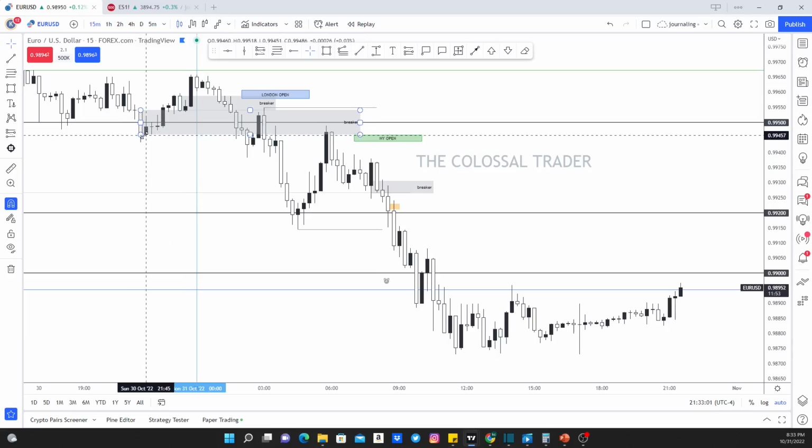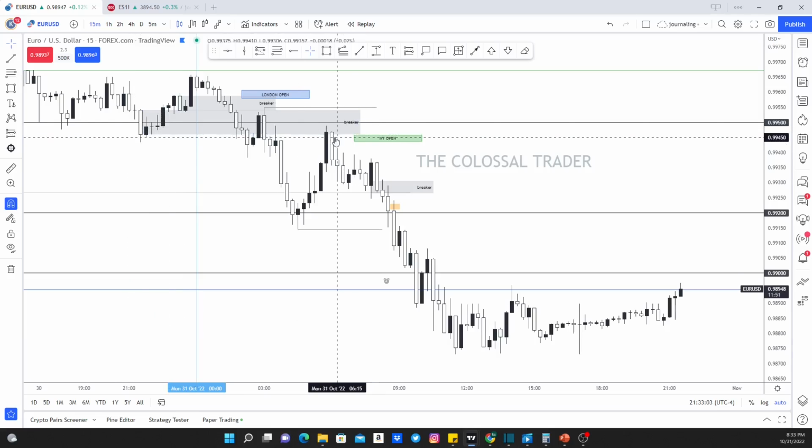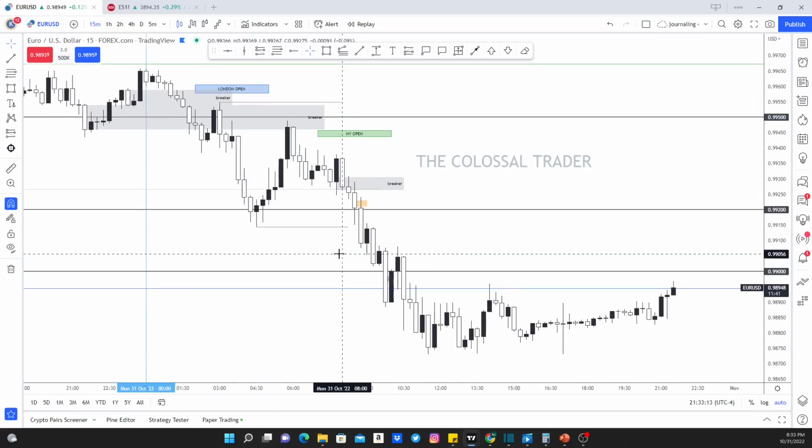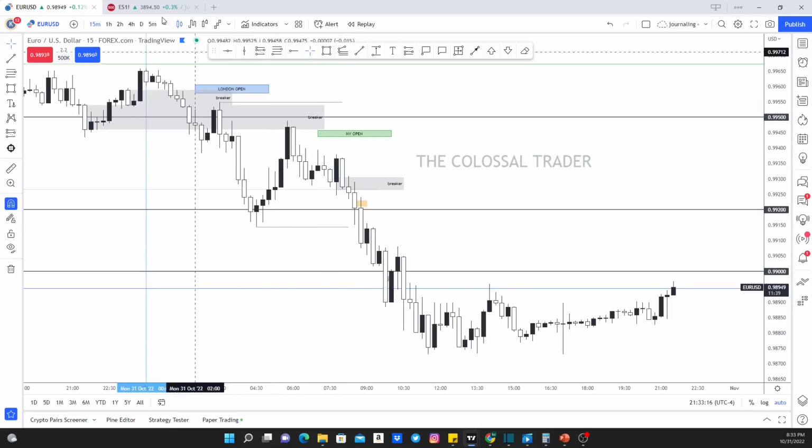But notice how when we came back in here, the market hit this level, and look at the rejection, boom. Now, mind you, I didn't take this trade because of the time of the day. So just showing you that. So that's the only breaker I see on this time frame. Let's go to the 5 minute.